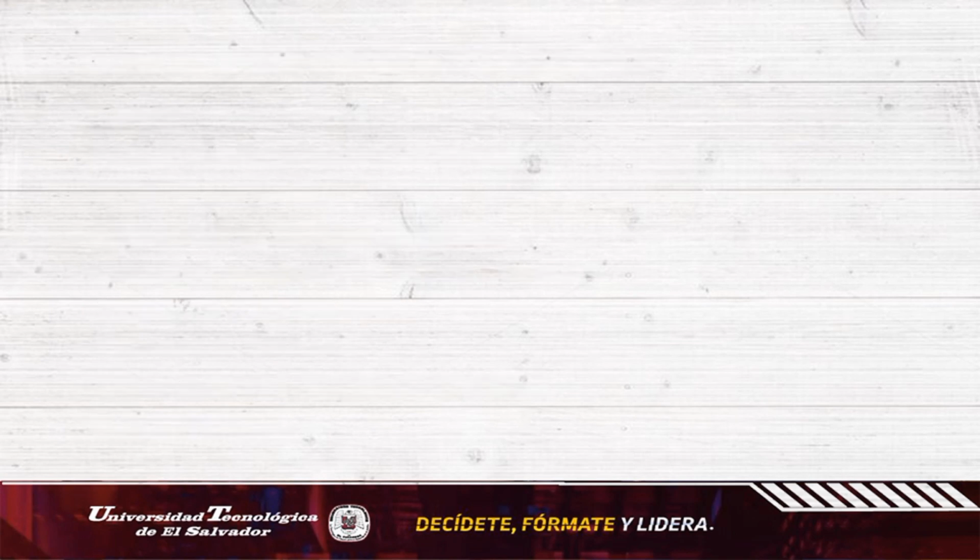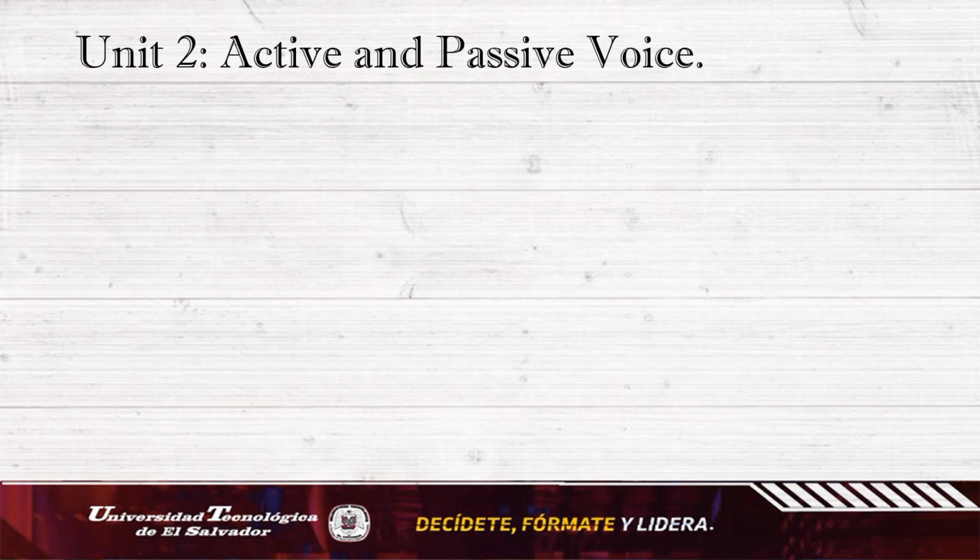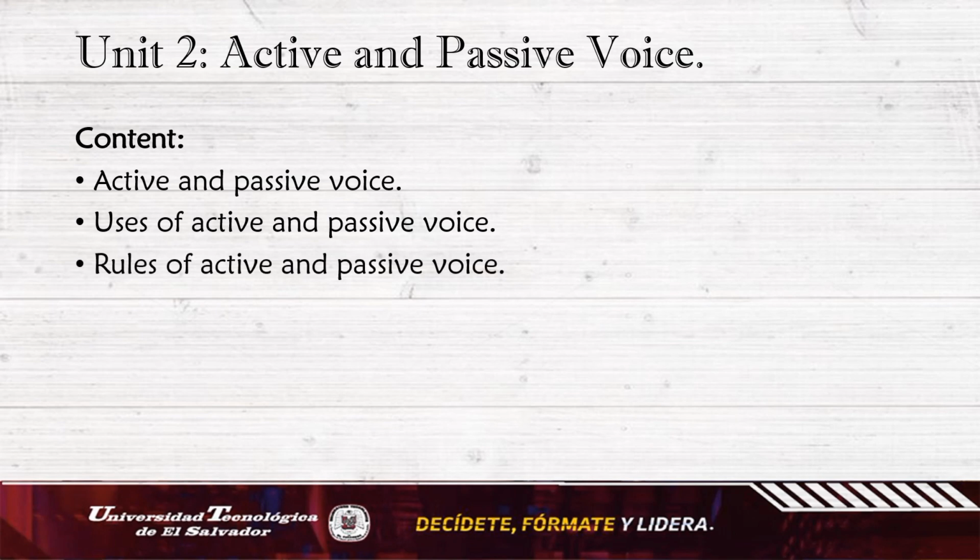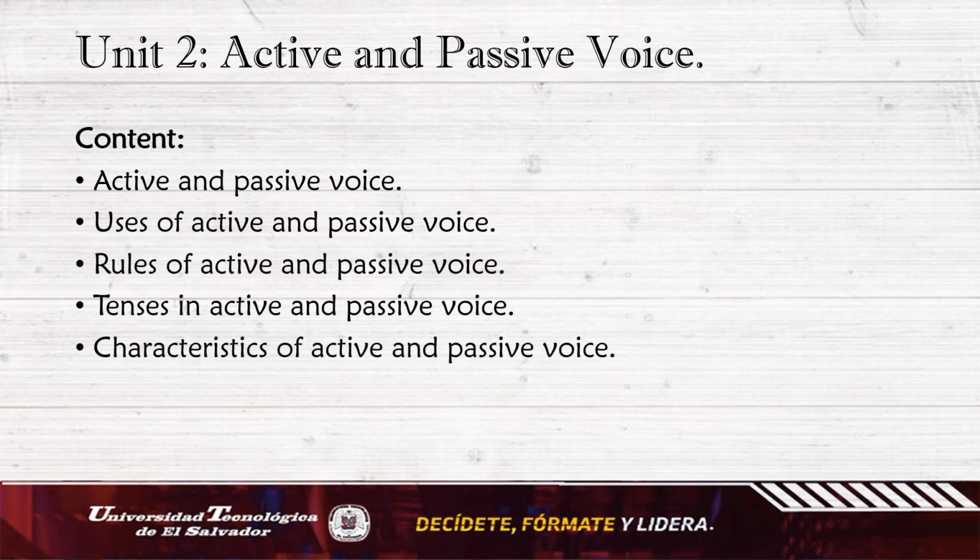Unit 2 is called Active and Passive Voice. In this unit we will talk about what the active voice is, what the passive voice is, the uses and rules of the active and passive voice, the tenses of the verbs in the active and passive voice, and finally some characteristics of active and passive voice.